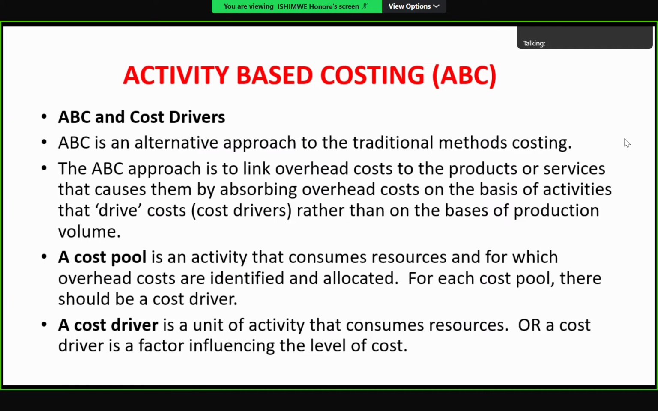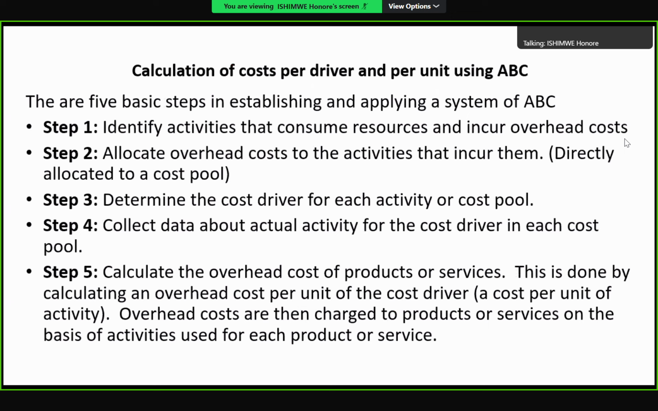Now, that's about ABC and the cost driver. How do we calculate a cost? They say calculation of a cost per driver and per unit using ABC. These are the steps you need to go through when you are establishing, or implementing, a system of activity-based costing.